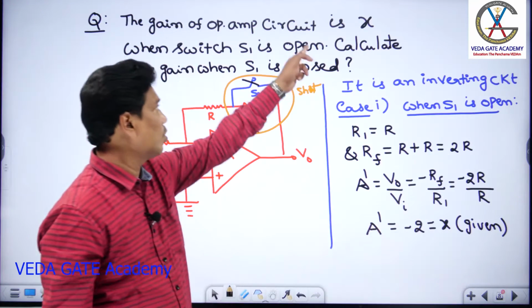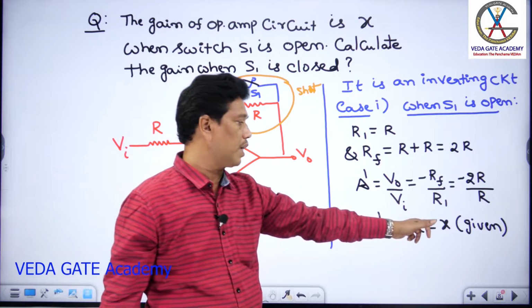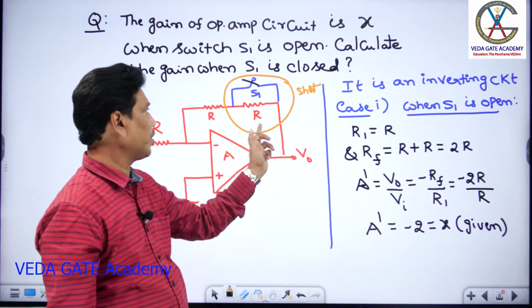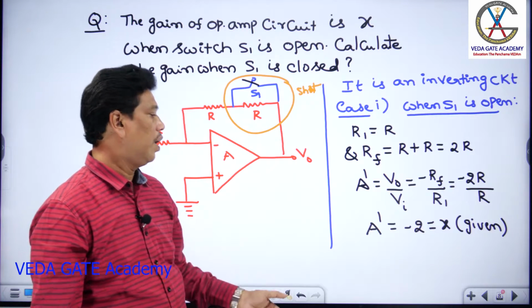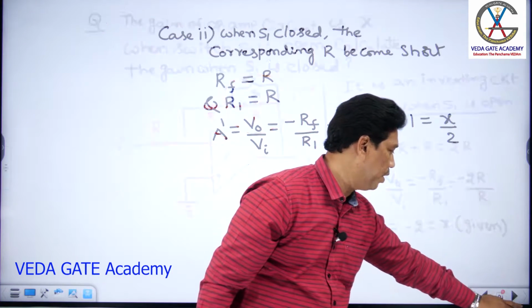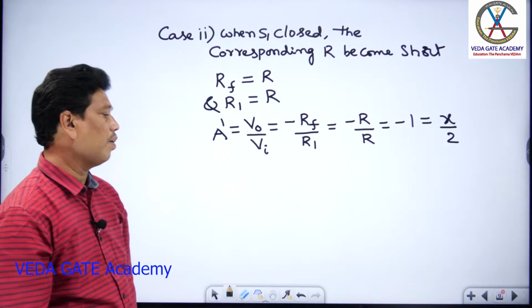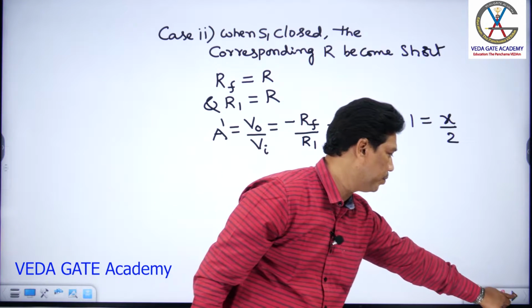Confirm my option. So when the switch is open, the gain is nothing but X, that appeared as minus 2. For the same circuit, if I close the switch, the concerned resistor is short, and the gain is calculated as minus 1, that becomes X by 2. So the gain of the circuit is X by 2. Okay, check out the next question now.